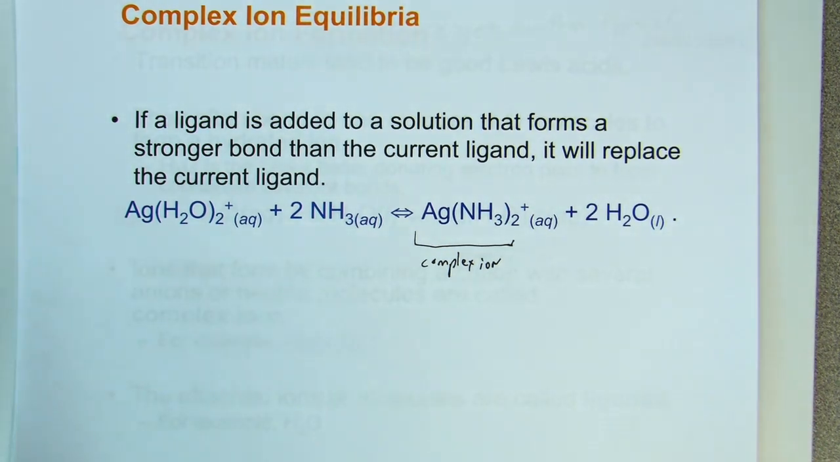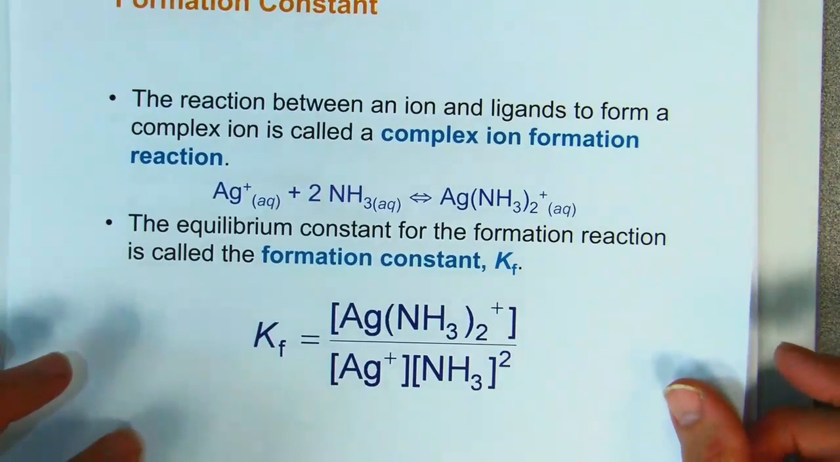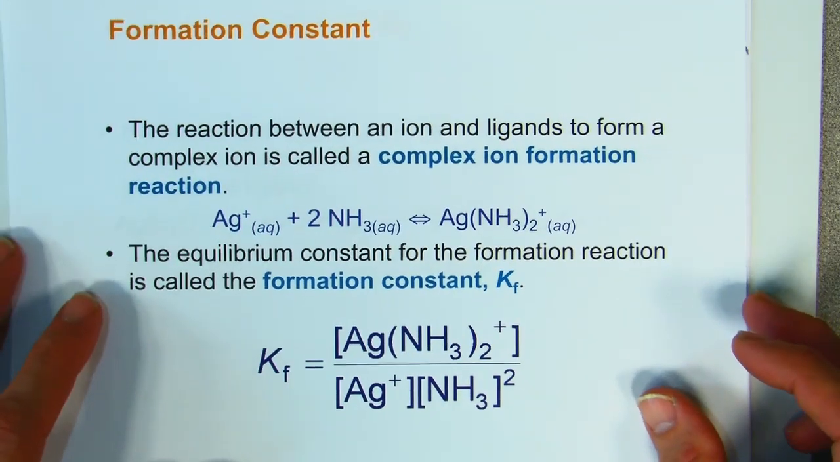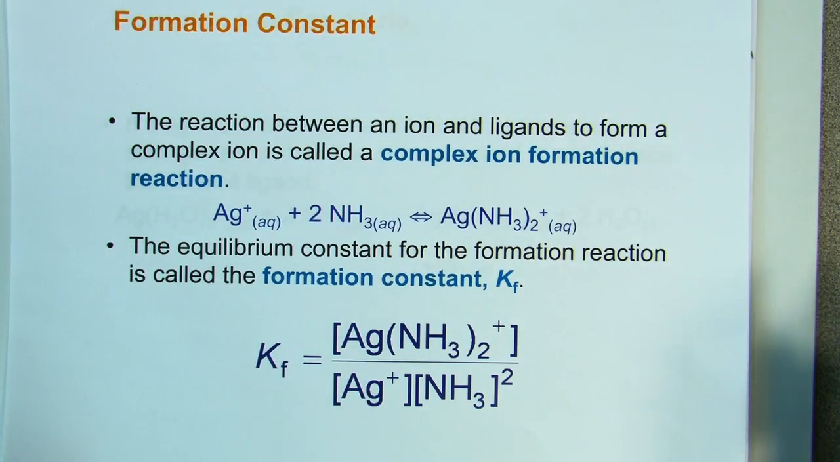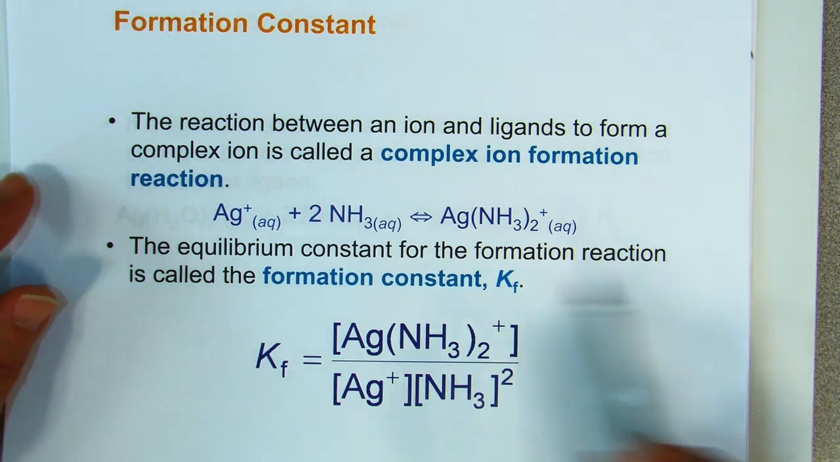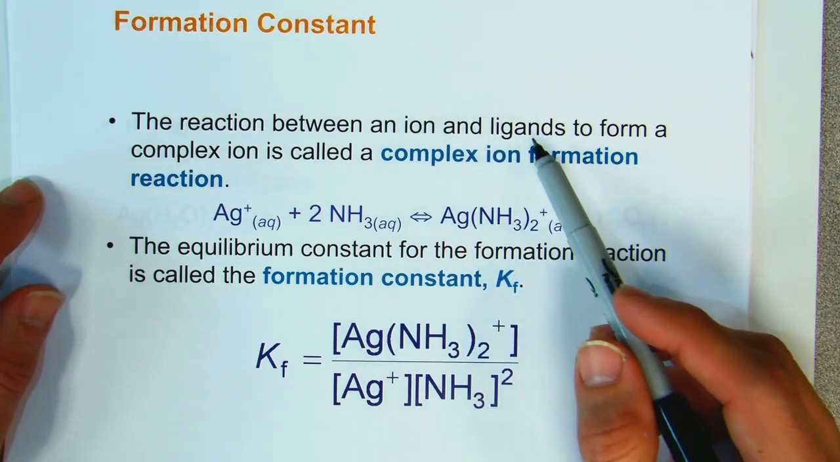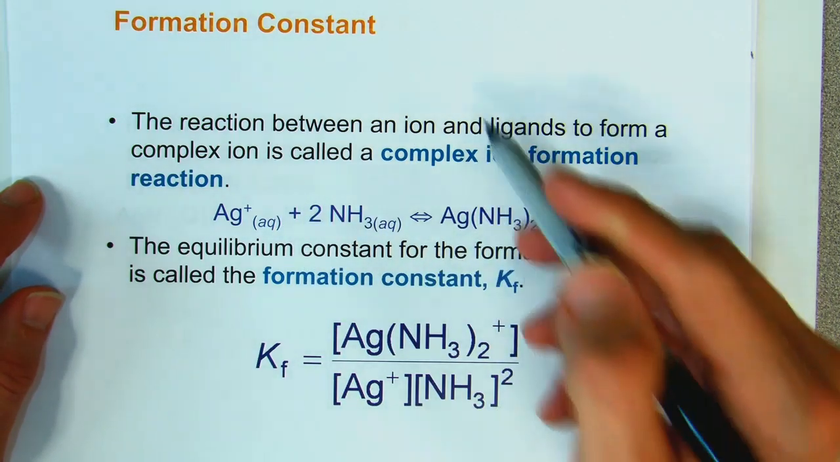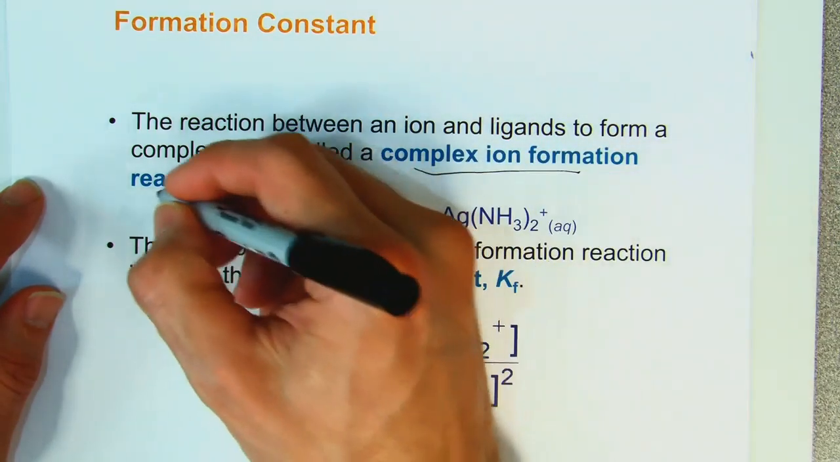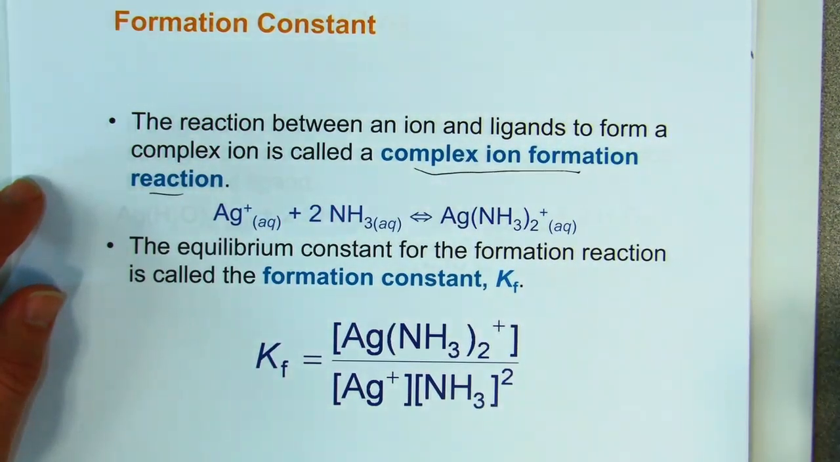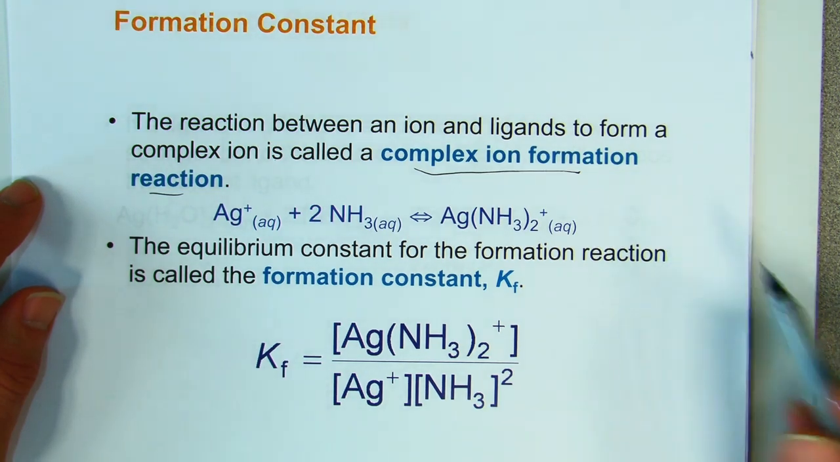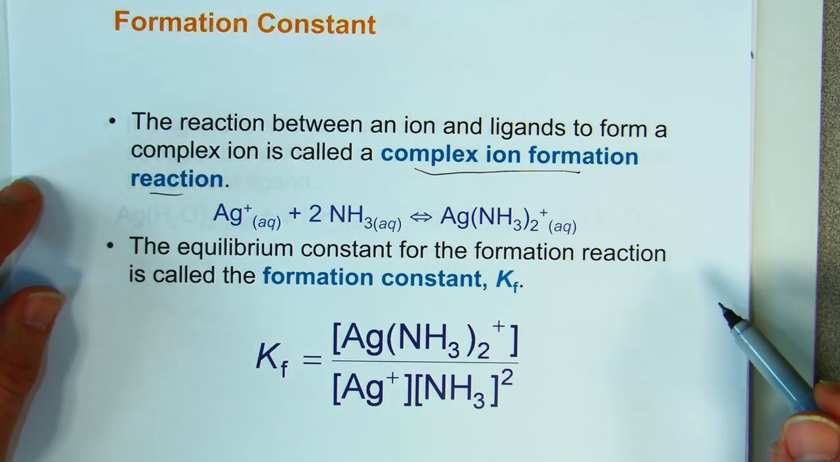Okay. Now, these complex ions oftentimes like to form in aqueous solution. So we'd like to develop a framework through which we can describe their formation in terms of equilibrium chemistry. And that's where we're headed with this. So the reaction between an ion and its ligands to form a complex ion is referred to as a complex ion formation reaction, or a formation reaction for short. So we're going to be talking about these formation reactions. Let's take a look at what their general framework looks like.